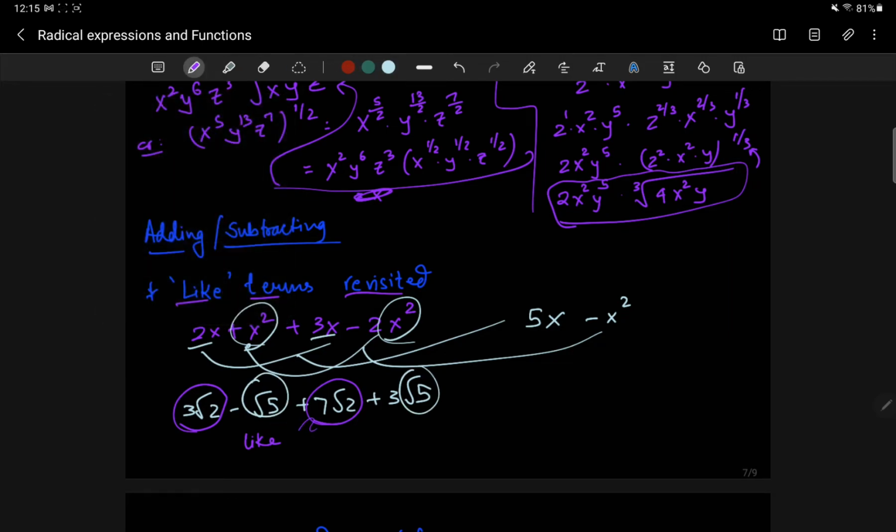So we combine the root 2 ones, right? 3 plus 7 is 10 root 2, and the negative root 5 plus 3 is 2 root 5.